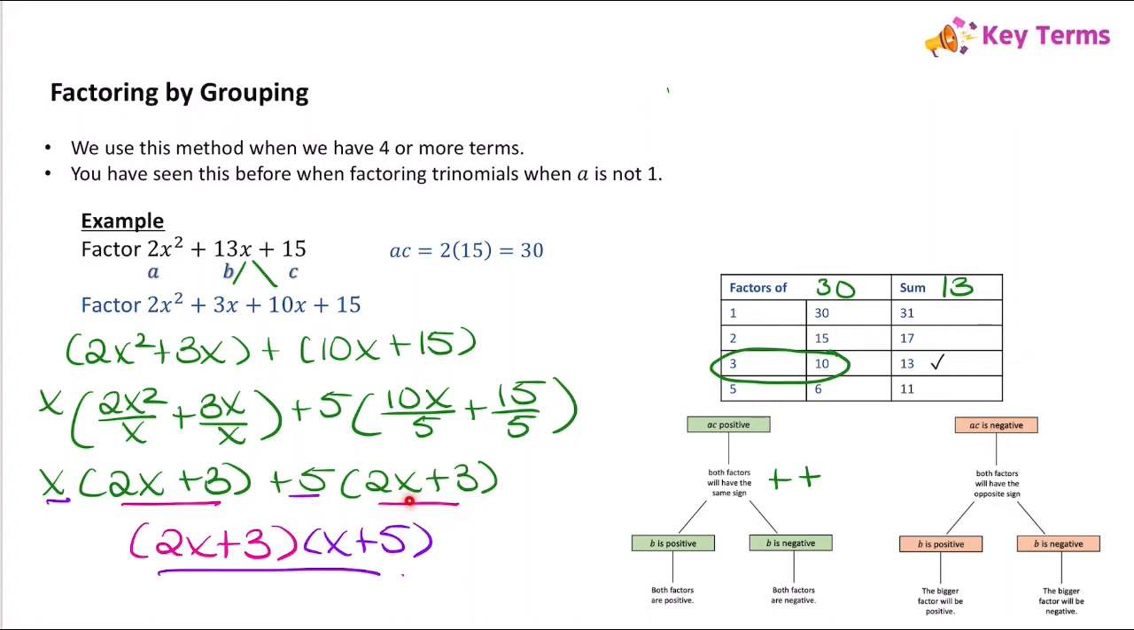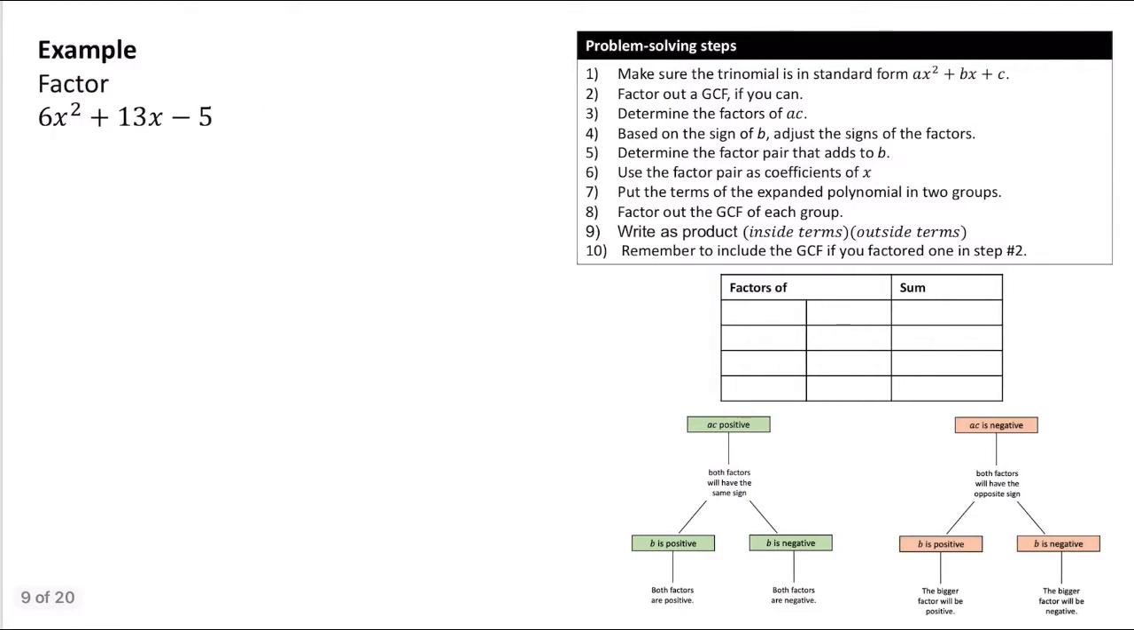So notice now I have this common binomial, that 2x plus 3, so I go ahead and factor it out, and then I write the terms that are on the outside, so that x plus 5. Okay, so that's how you factor by grouping. So let's look at this example.